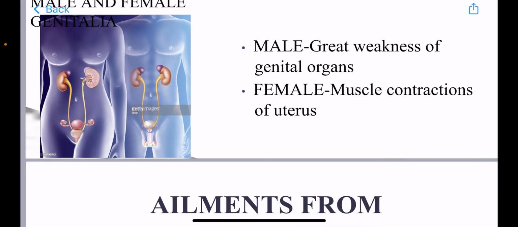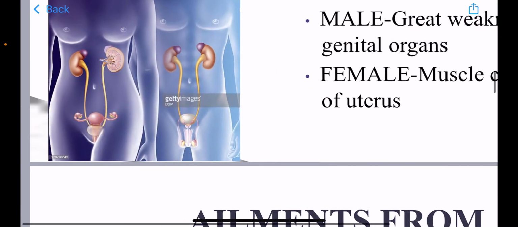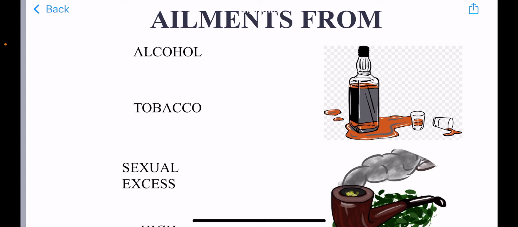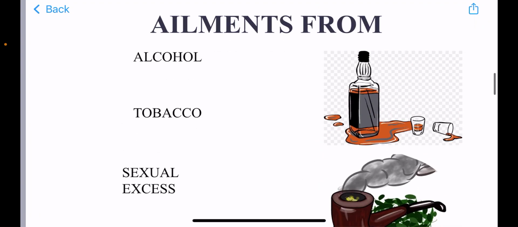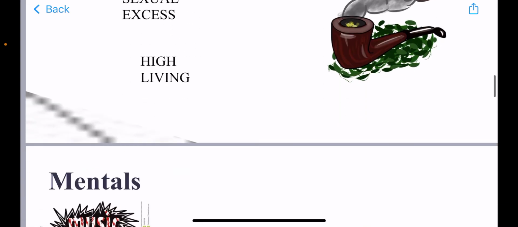In females, there is muscle contraction of the uterus. Ailments from Digitalis purpurea are alcohol, tobacco, sexual excess, and high living. These are the ailments: alcohol, tobacco, high living, sexual excess.